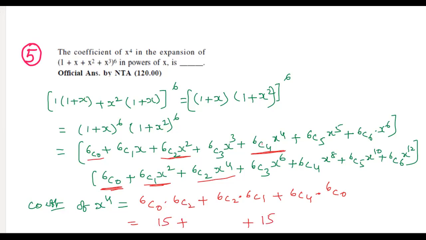Now observe that here 6C2, that is 15, into 6C1, that is 6. Now 15 plus 15, 30, plus 15 6s are 90. 90 plus 30, how much? 120. So the answer we can write 120.00. This is the answer. This is also a very easy question. Official NTA answer also 120.00.